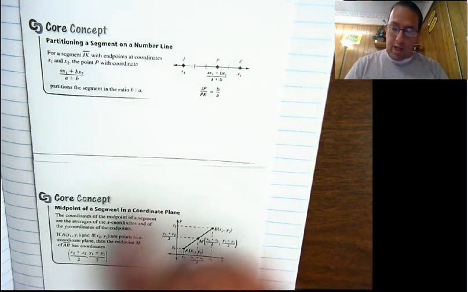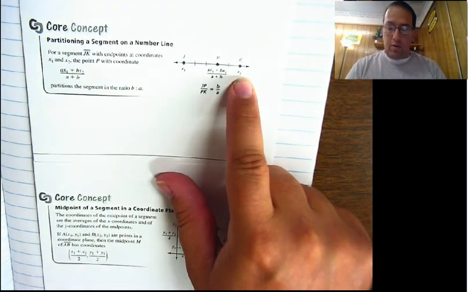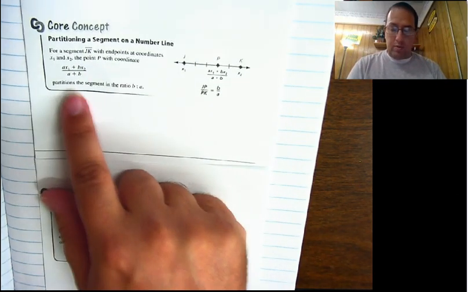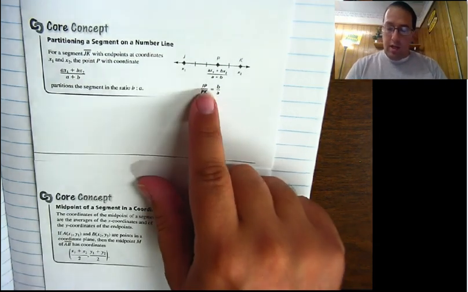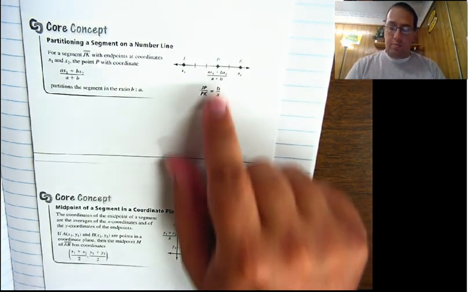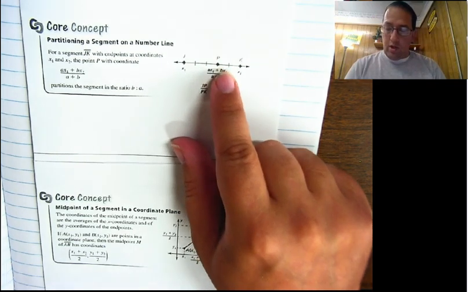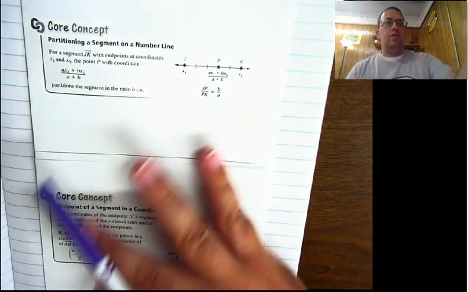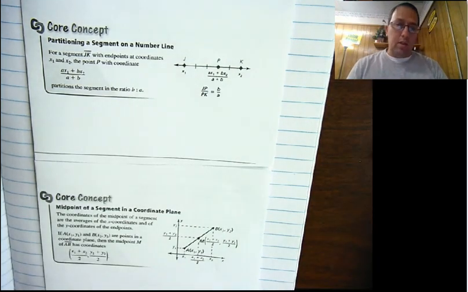So what it wants us to do, for segment JK, so here's segment JK, with endpoints at coordinates x1 and x2, the point P, with a coordinate of this lovely mess, partitions the segment at a ratio of B to A. So what this says is the ratio of JP to PK is B over A. So you see here, for example, the ratio would be 3 over 2. That's the ratio. Looking at the numbers like this, I know it's a little bit confusing until you actually do an example. So let's do an example.